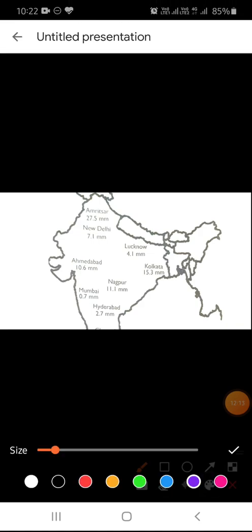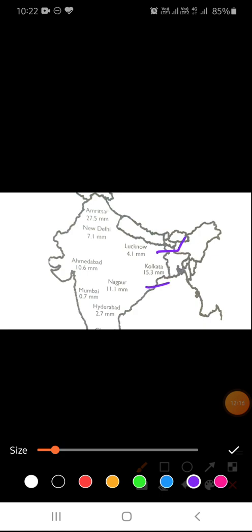different cities is given. And here you can see Srinagar has 54.3 mm of rainfall. Amritsar has 27. New Delhi has 7.1. Lucknow has 4.1. Kolkata has 15.3. Nagpur 11.1. Hyderabad 2.7. And Mumbai 0.7. Ahmedabad 10.6. So these are the rainfall, that is the amount of rain in these areas. You have to answer some questions related to this.